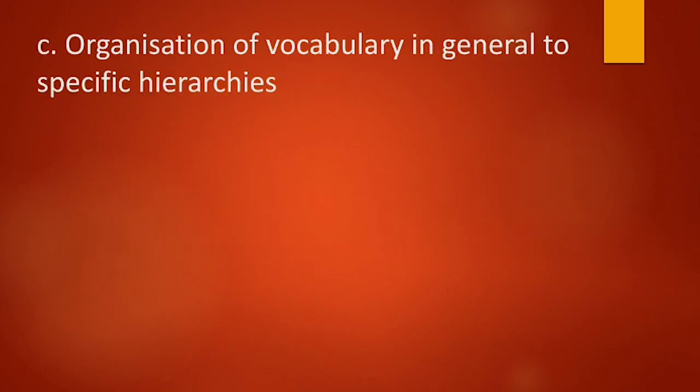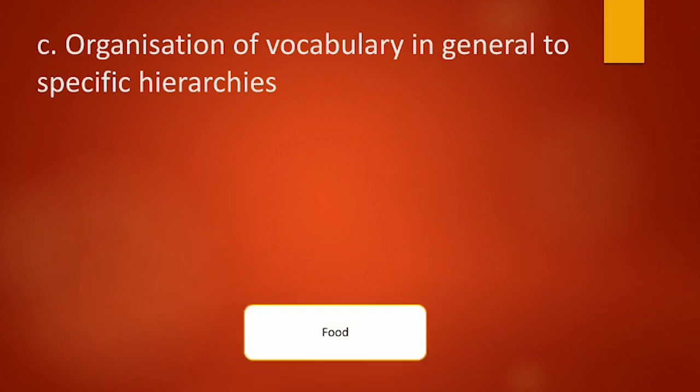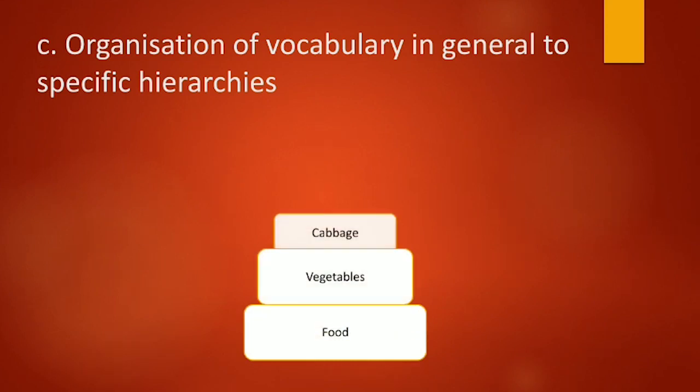And then the third is organization of vocabulary in general to specific hierarchies. We can see these hierarchies. First is food, second is vegetables, and then the third is cabbage. So the children can know that cabbage is a kind of vegetable, and vegetables is a kind of food.